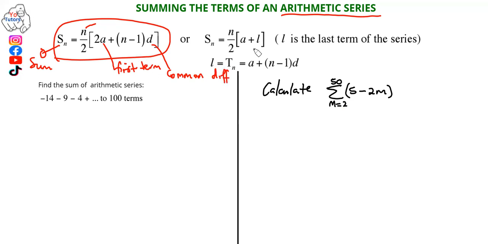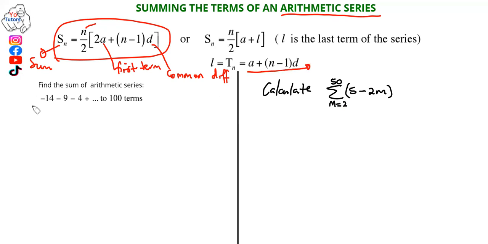Now, if we are given the last term, we can also simply say our sum of n terms is going to be equal to n over 2 in brackets, a plus l, l representing our last term, and this is how we find our last term.